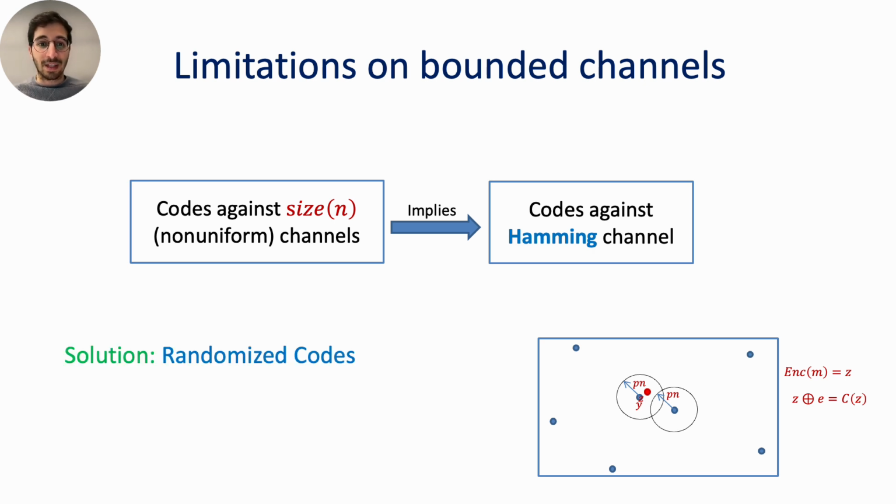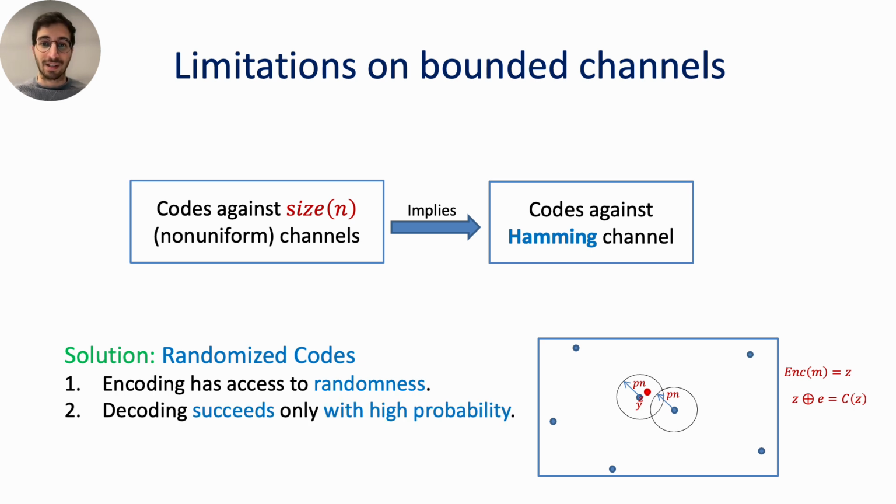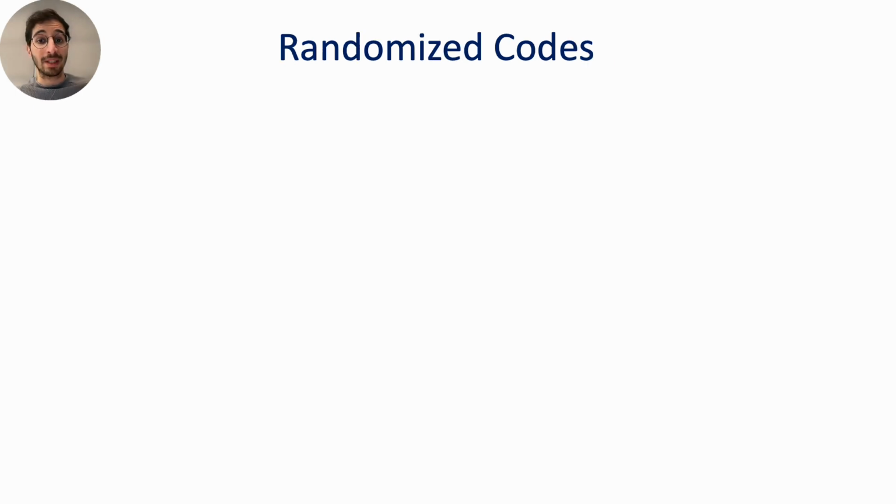However, the solution to this is that we're going to now assume randomized codes. For randomized codes, the encoding is going to have access to randomness, and the decoding is only going to succeed with high probability. So we're going to get success with high probability, and the encoding is going to be randomized. However, given these two things, we are now able to leverage this computational restriction on the channel to hopefully get codes with better rates than what's possible for Hamming channels or for information theoretical adversaries.